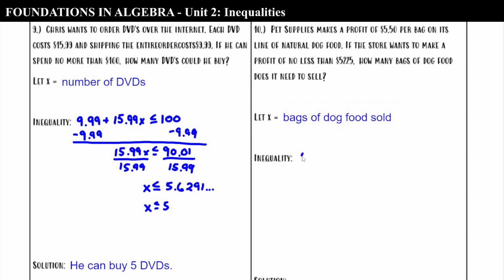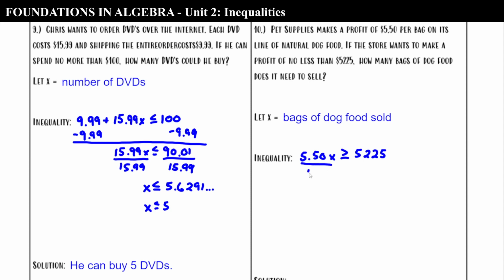So our inequality here is going to be the amount of profit that we make off of each bag of dog food times the number of bags of dog food that we sell. That has got to be greater than or equal to our profit goal of $5,225.